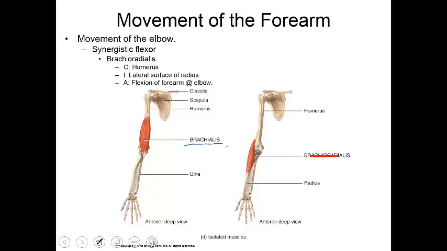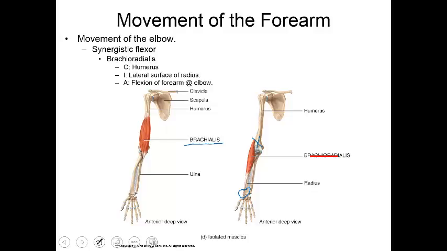It originates from the distal side, the lateral epicondyle or lateral condyle of the humerus, and inserts itself onto the lateral surface of the radius right here. In standard anatomical position, the radius is the bone that is oriented towards the thumb, or digit 1. And it helps with flexion of the forearm.